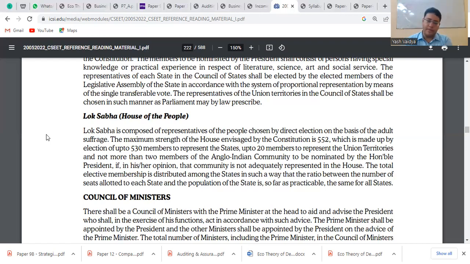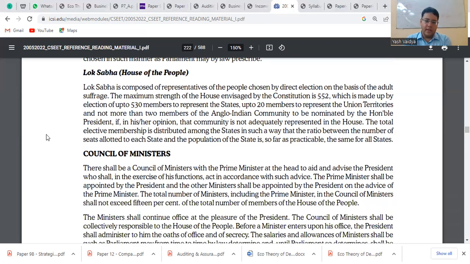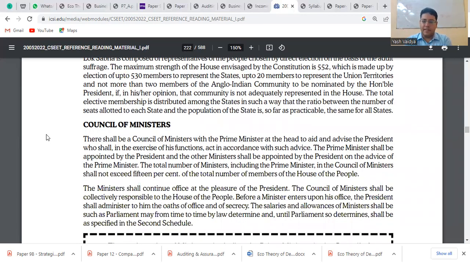Yes, it depends on population. Council of Ministers. There shall be a Council of Ministers with the Prime Minister at the head to aid and advise the President, who shall, in the exercise of his functions, act in accordance with such advice.